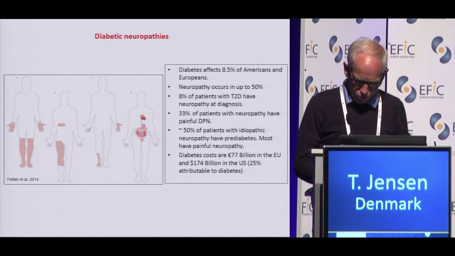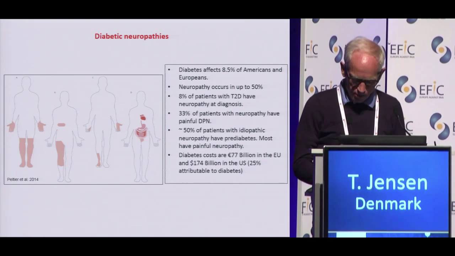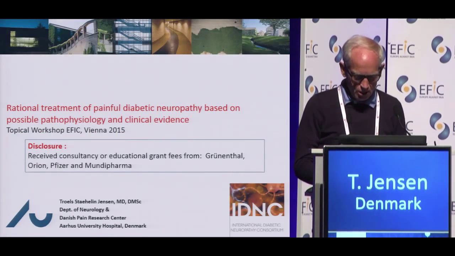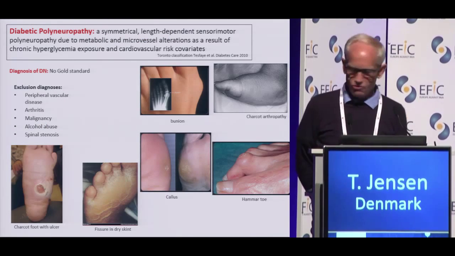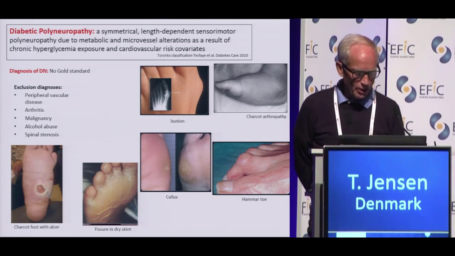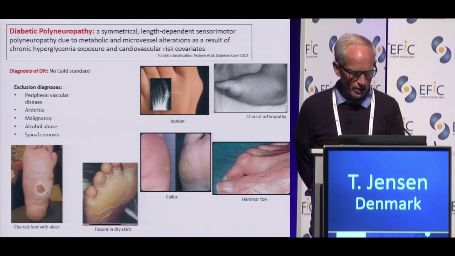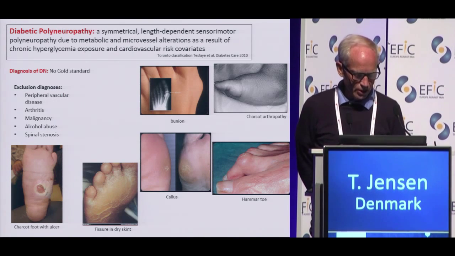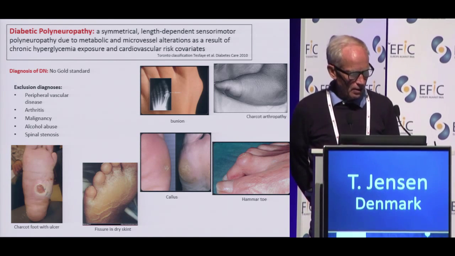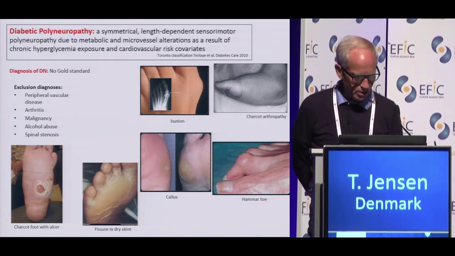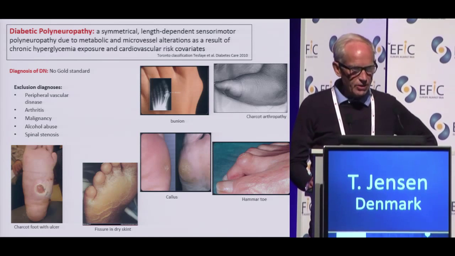We also know that many of these patients coming to us have diabetic neuropathy, which is in fact defined as a symmetrical length-dependent sensory motor polyneuropathy due to metabolic and microvessel alterations due to hyperglycemia and cardiovascular risk factors. Now, the diagnosis is sometimes not that easy.